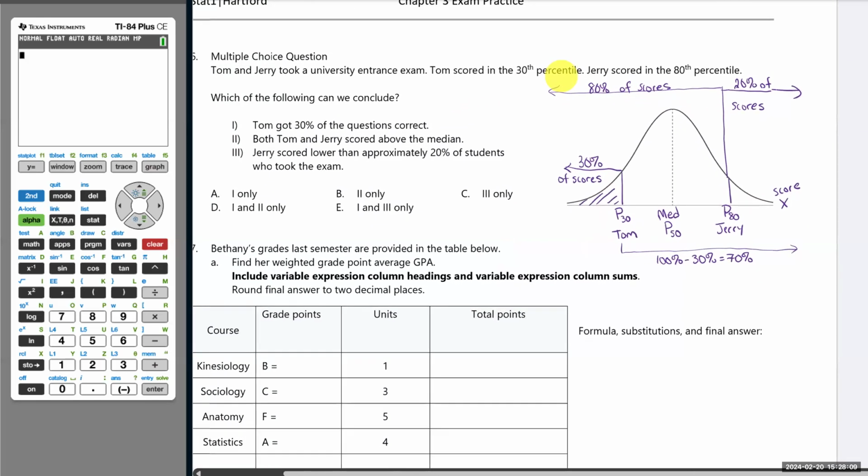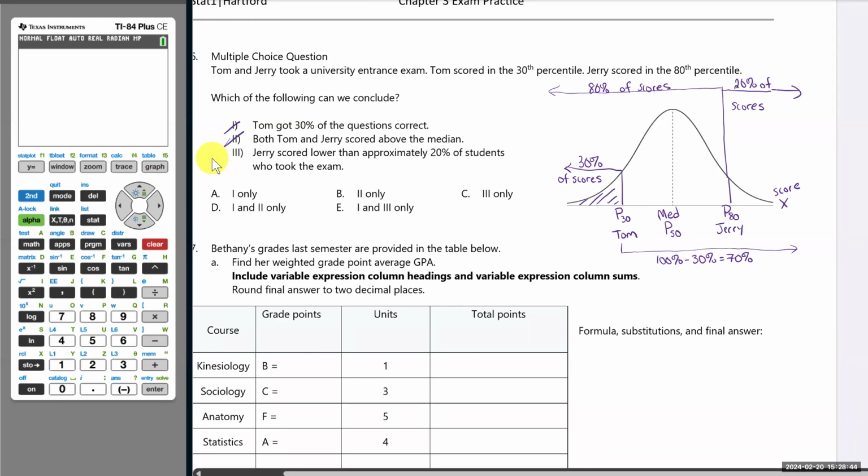And now let's look at our choices. So which of the following can we conclude? Number 1, Tom got 30% of the questions correct. All right, that can't be the right answer because percentiles have nothing to do with percents correct or incorrect. They can only tell you percentages of scores below and above a value. So 1 is out. Number 2 here, both Tom and Jerry scored above the median. Well, that's not true. Tom is below it and Jerry is above it.